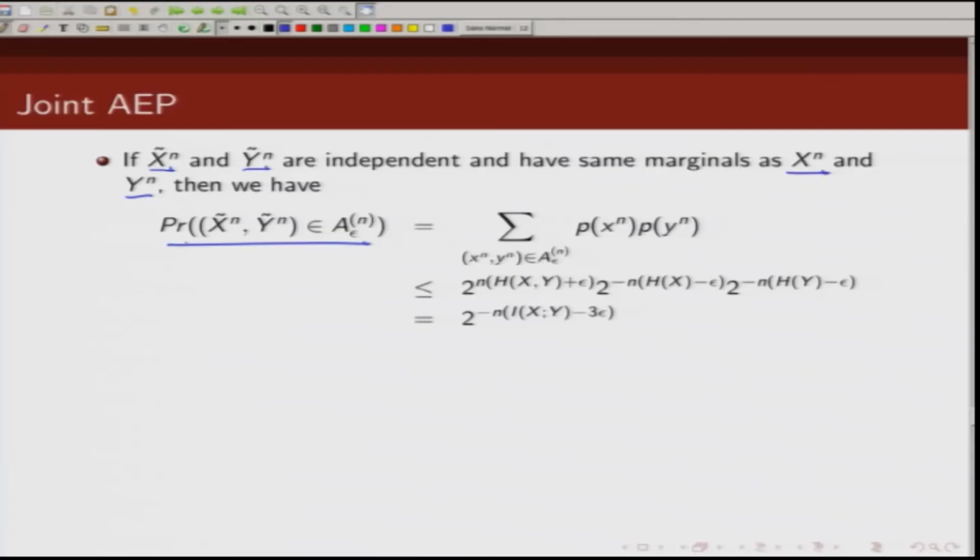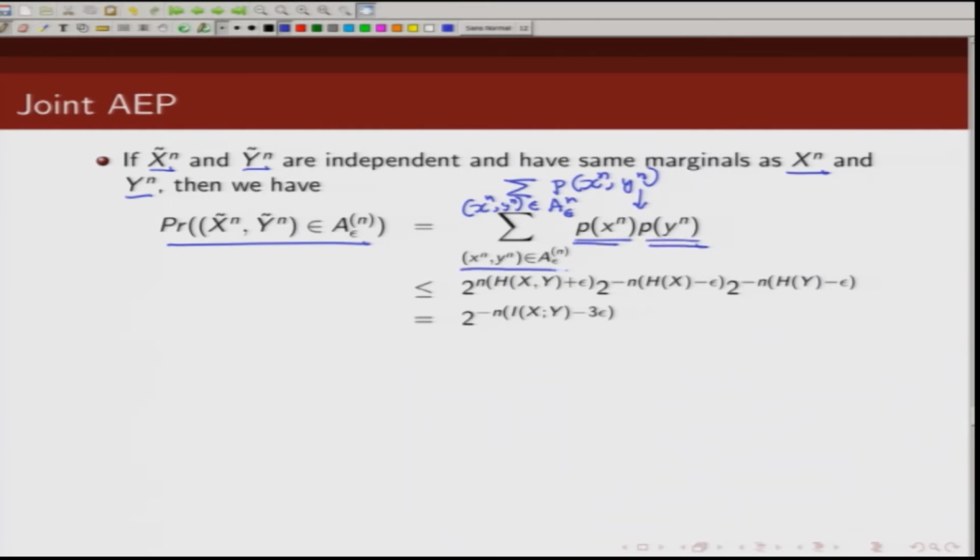Now this probability can be evaluated since X̃ⁿ and Ỹⁿ are independent. So we can write this summation of p of xⁿ, yⁿ summed over this jointly typical set. We can write this as a product of these, right?